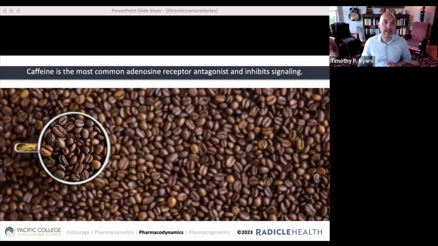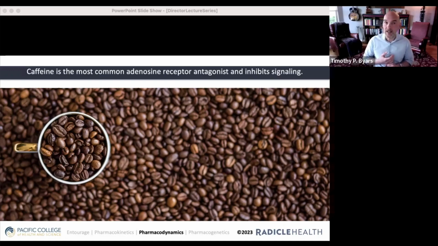All right, adenosine receptors. So again, also G protein coupled receptors. Activated by the neurotransmitter adenosine. So adenosine receptor activation causes drowsiness, it causes memory impairment. We all know what the most common adenosine receptor antagonist is. It's caffeine. And caffeine does its thing by inhibiting adenosine signaling, and that's why it's able to produce stimulating effects.